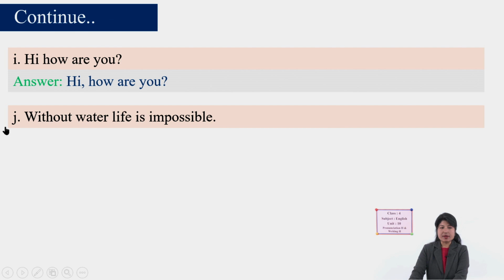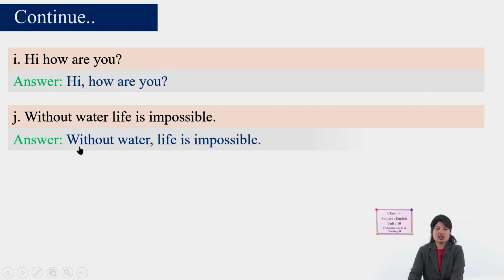Now, number Z. Without water, life is impossible. So, what's your answer? Where is the comma required? Without water, life is impossible. Look at the comma here. We put a comma after "without water". Okay, with this we have completed the exercise.